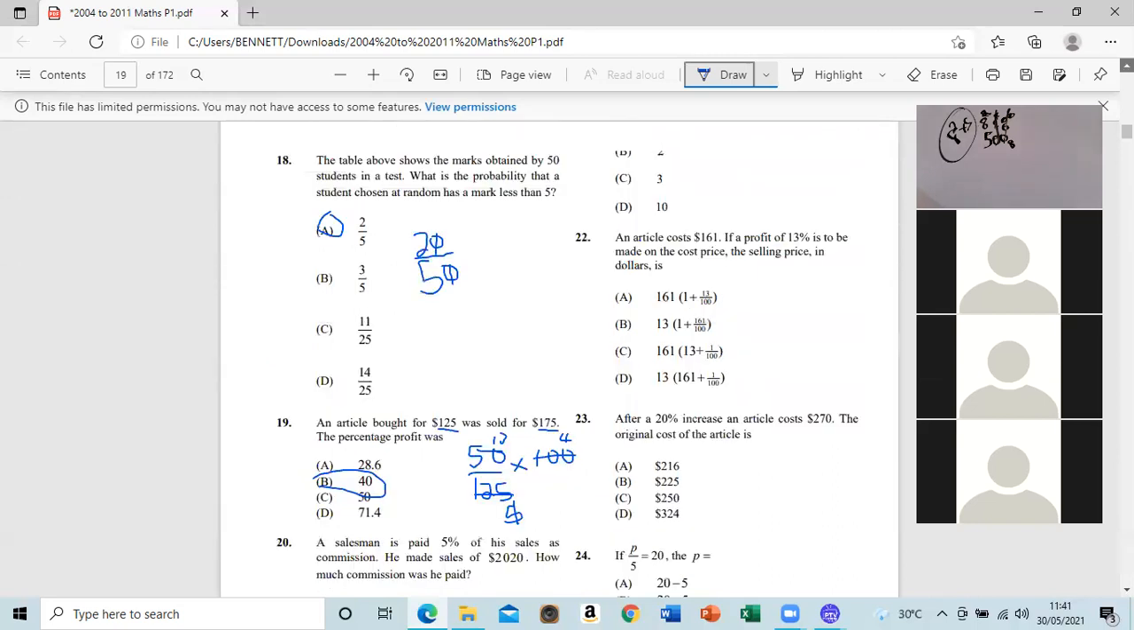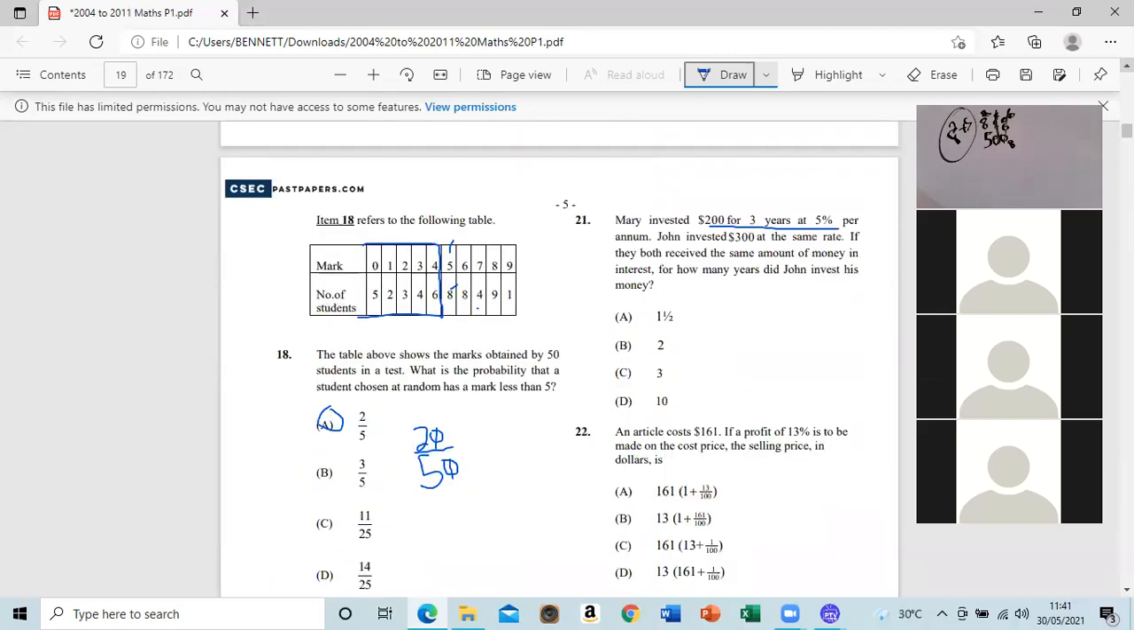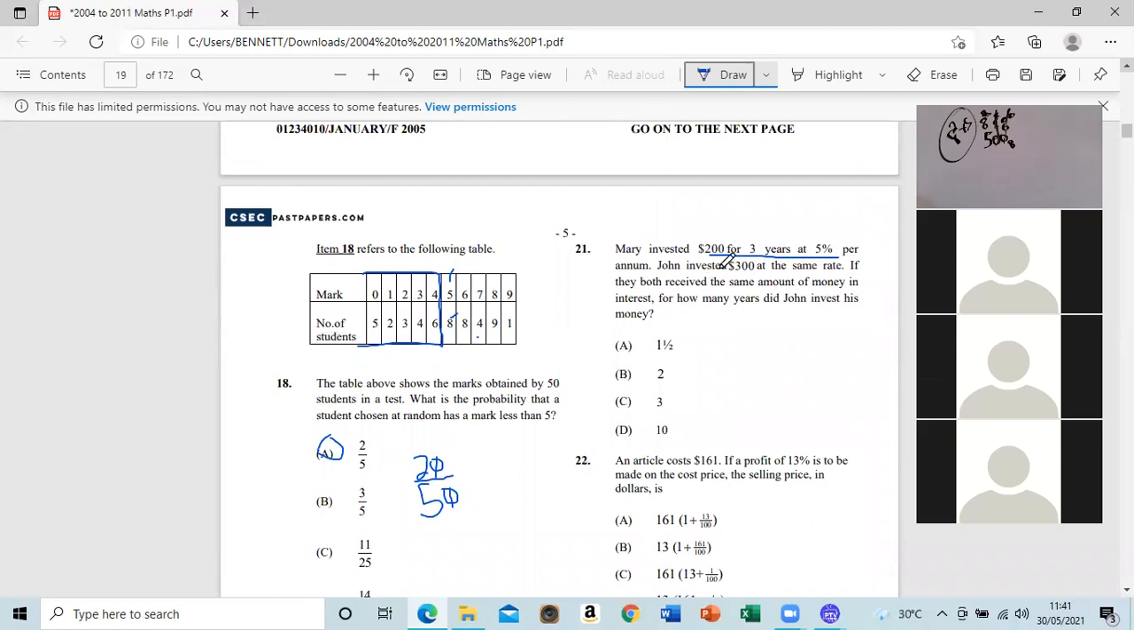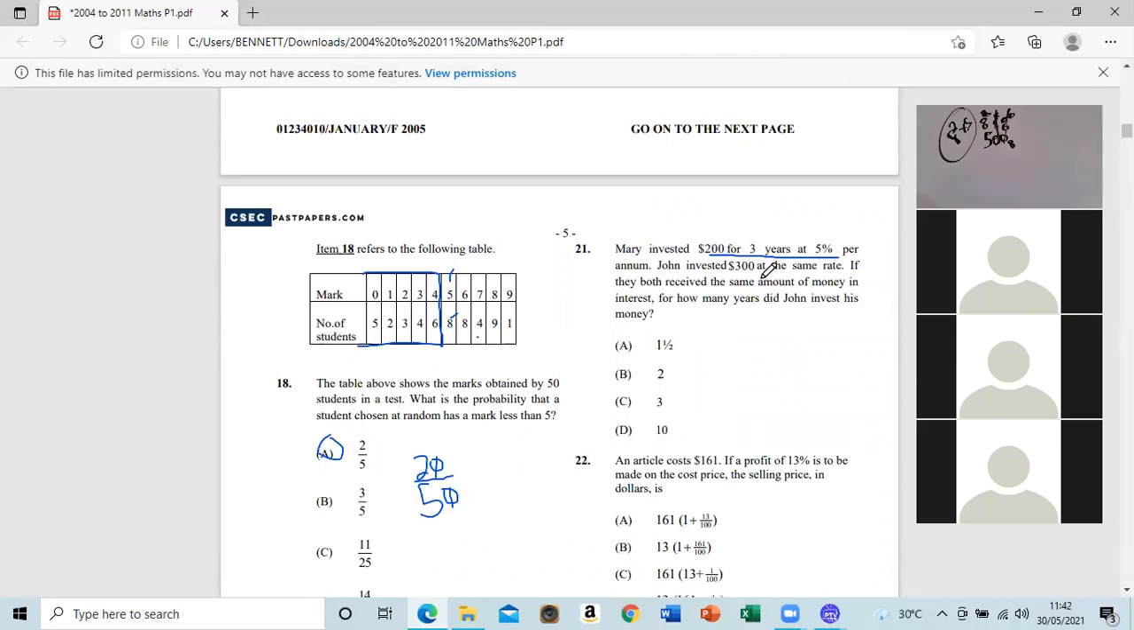Here is the slide panel. As I was saying, John invested $200 for 3 years at 5%. So we have to calculate the simple interest, because they both receive the same amount of money. So it's 200 times 3 times 5, put it that quickly. That is the simple interest.